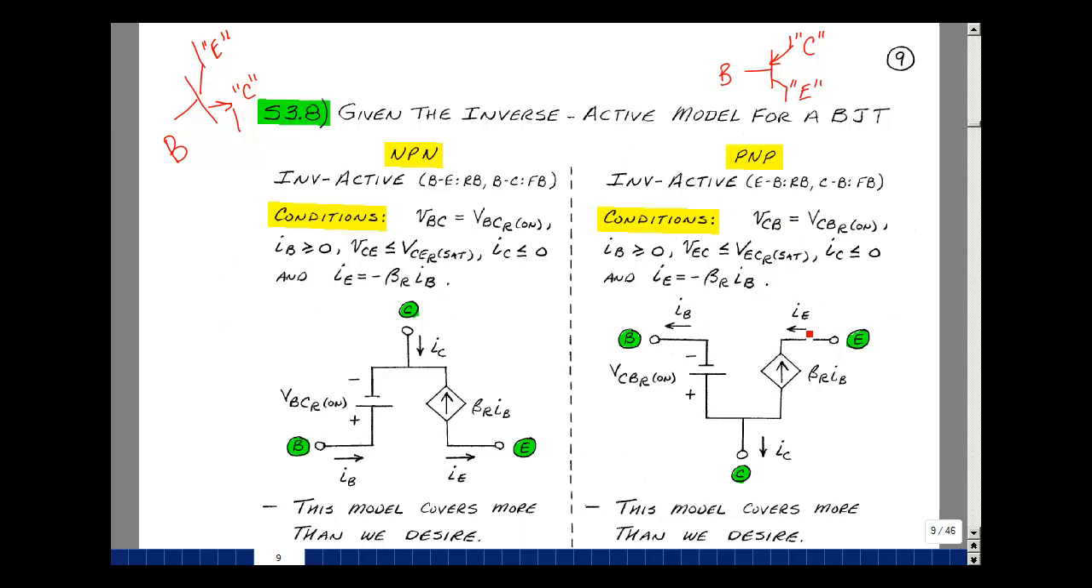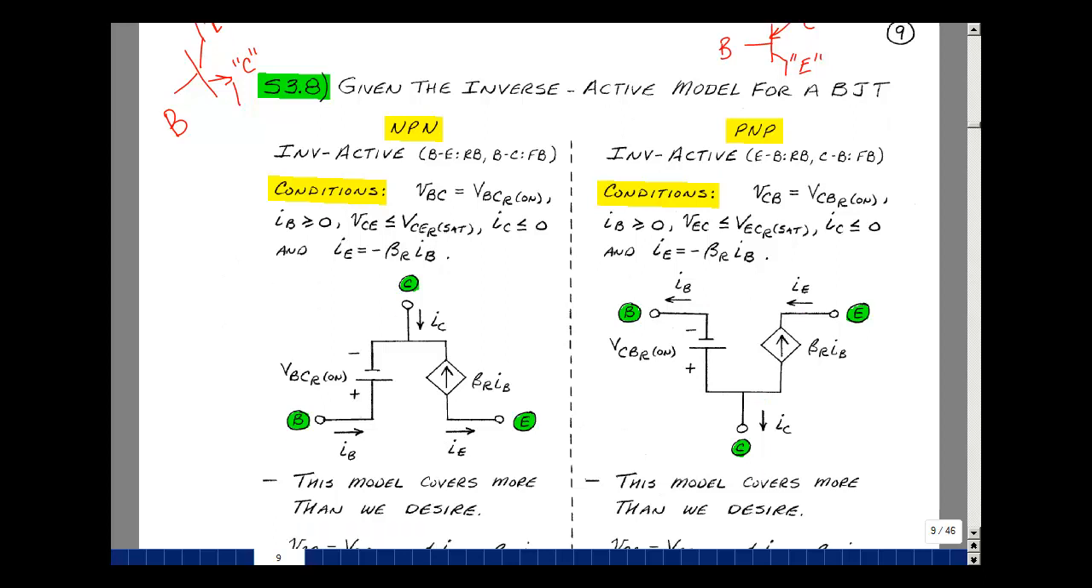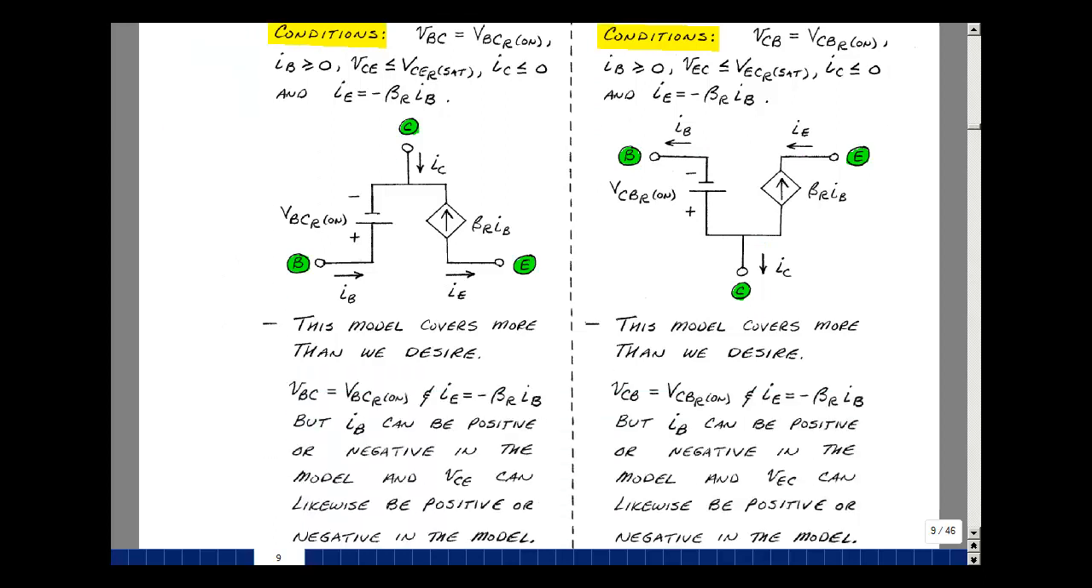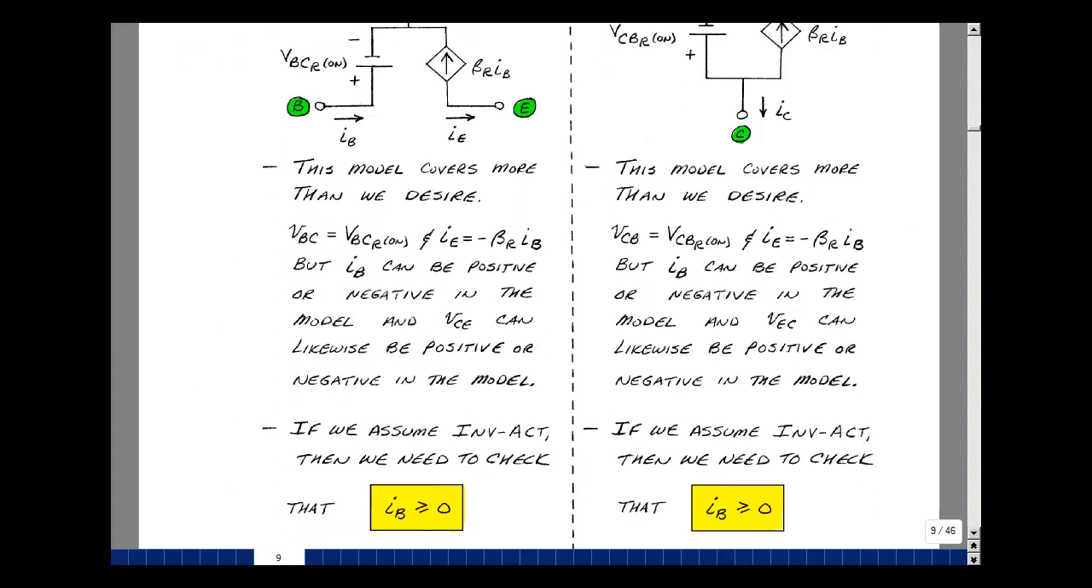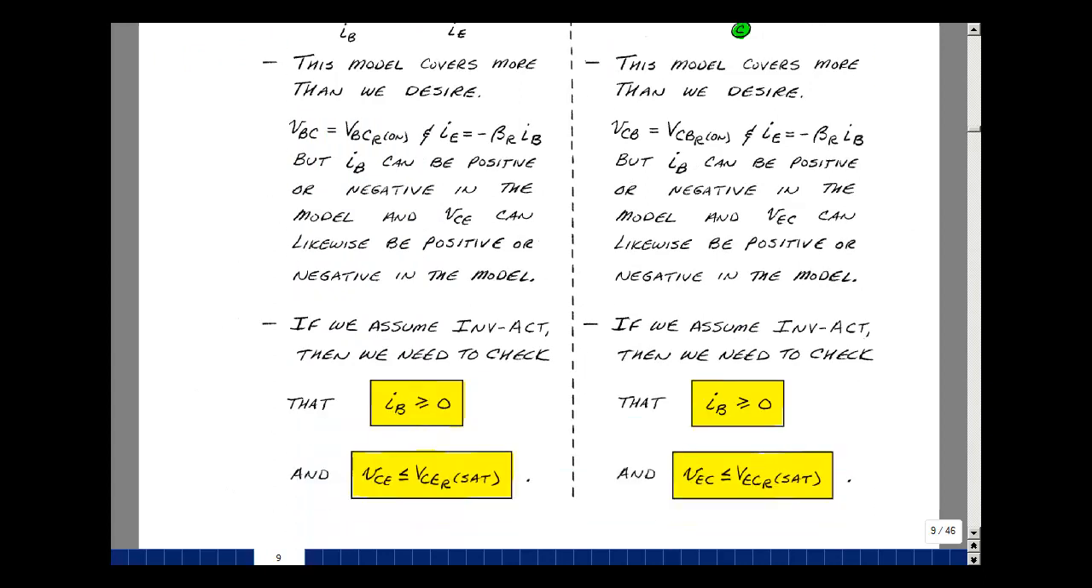We're going to change the direction of all the currents. Base current's coming out, the emitter current's coming in, and the collector current's going out. And all the conditions turn out the same. Put that model in, and we'll need to check that the base current is greater than or equal to 0, because we already reversed the direction of that. The emitter collector voltage is less than or equal to the emitter collector reverse saturation voltage.